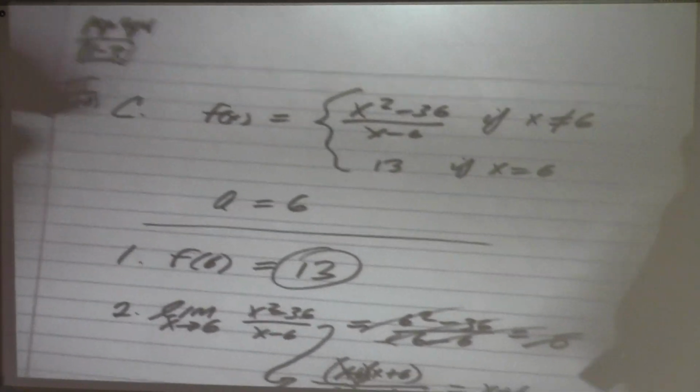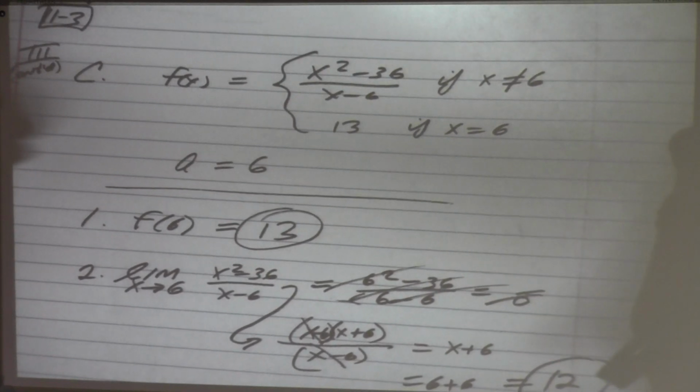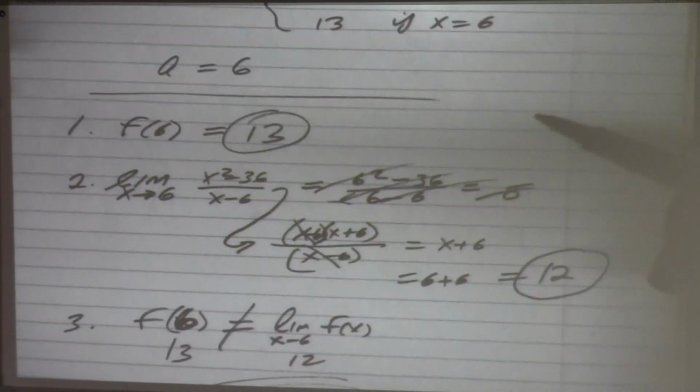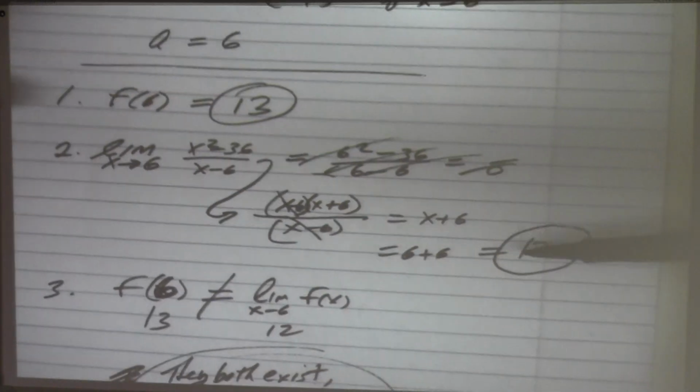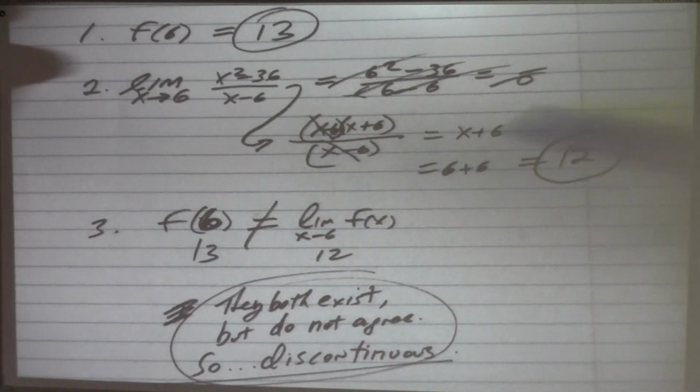And then this one here, we're finding it for 6, seeing if it's continuous, and seeing that with 13 and with 12, they are not the same, therefore it's discontinuous, so they don't agree.